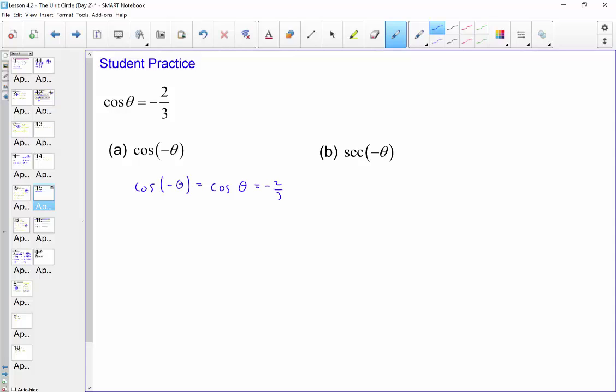In the next problem, we're given the secant of negative theta. We can rewrite that. Secant of negative theta equals 1 over the cosine of negative theta. And the cosine of a negative angle is a positive cosine of theta by our negative angle identity in comparing to fourth quadrant angles. We're given the cosine of theta in the problem is equal to negative 2/3. So we have 1 over negative 2/3. When we divide by a fraction, we can multiply by its inverse. So the solution is negative 3/2.